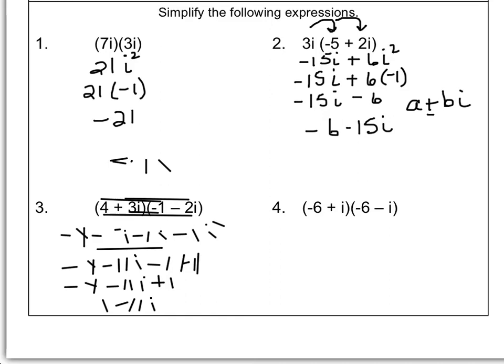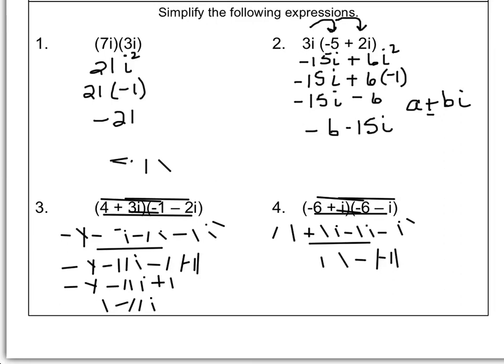Again, we have two binomials, so we've got to use the FOIL method. I go first times first. Negative 6 times negative 6 is positive 36. Outsides is going to be plus 6i. Inside is going to be minus 6i. And last is negative i squared. Okay? So I've got these two are like terms, and those happen to be 0. So 36 minus i squared.